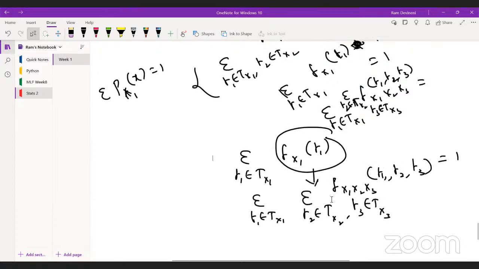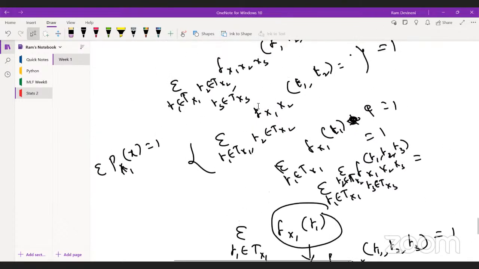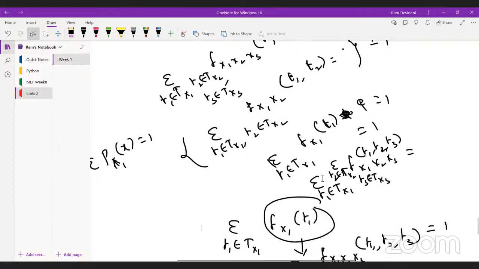Once you're done with finding f_x1 of t1, we are now summing it with respect to t1 also, which is nothing but the marginal probability. You are doing the summation over all the joint probabilities, so it's going to be equal to 1. Even this is also going to be equal to 1, because I could write f_x1, x2 as a sum over t3.